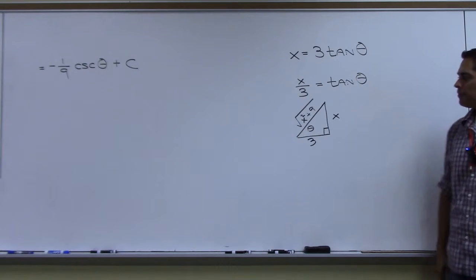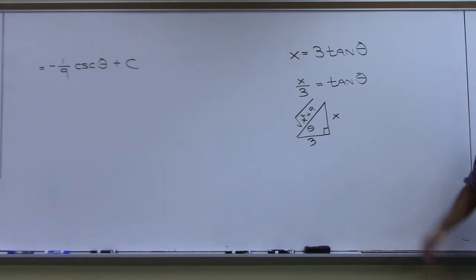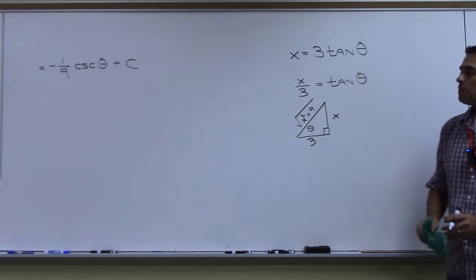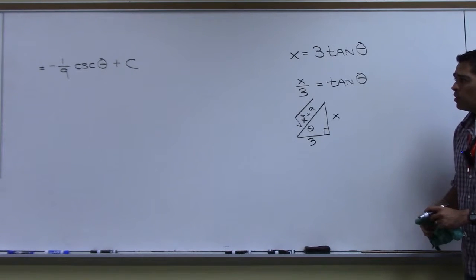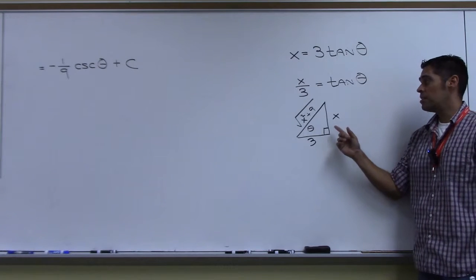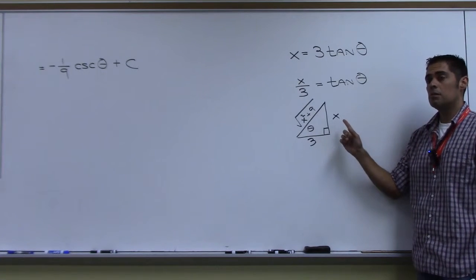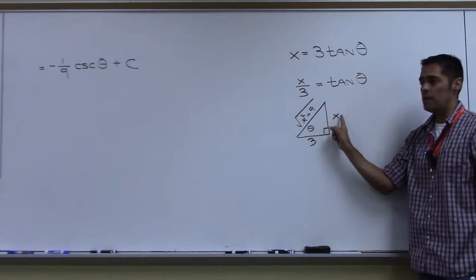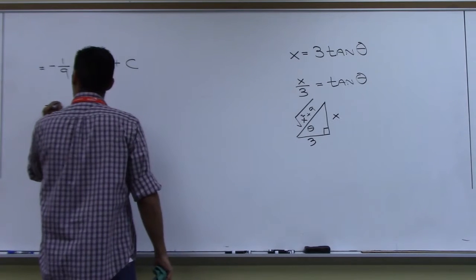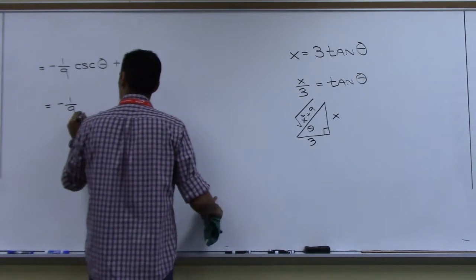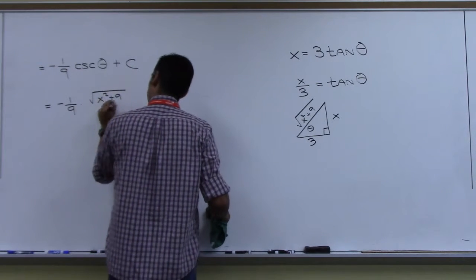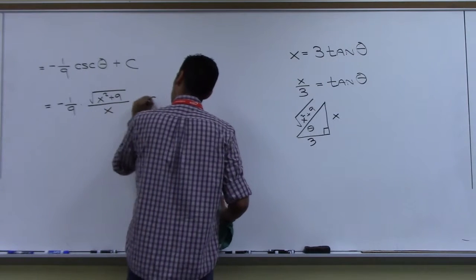It won't always end up being part of your answer, but if you draw a triangle, it's going to have to be there. All right, and I wanted cosecant. Cosecant is the reciprocal of sine, hypotenuse over opposite. So it's that over this. That's it. So we get negative 1/9 times the square root of x squared plus 9 over x plus c.